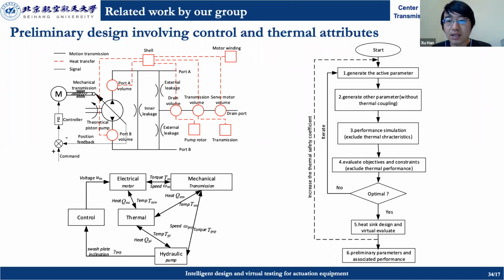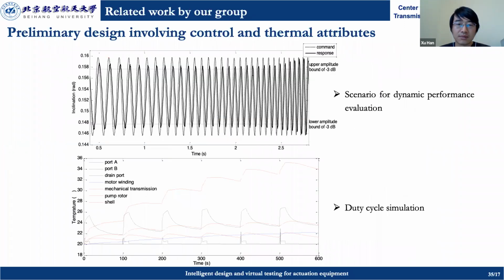And at the right side is the optimization method. To reduce the calculation cost, we use this two-stage optimization. In the inner loop, no thermal performance is considered. For the outer loop, the thermal performance is considered separately. With this method, we can reduce a lot of calculation cost. Next slide, please. And then we can achieve some results.